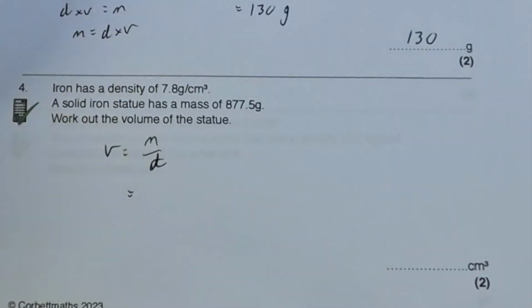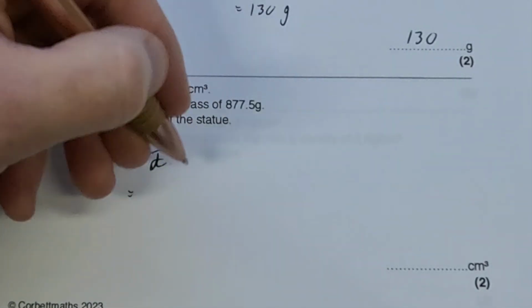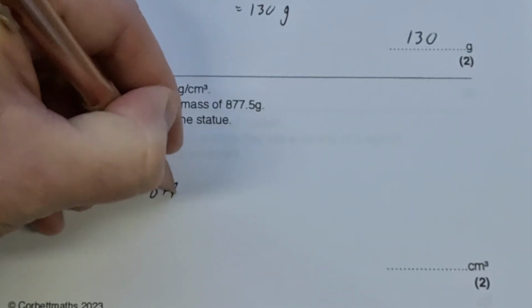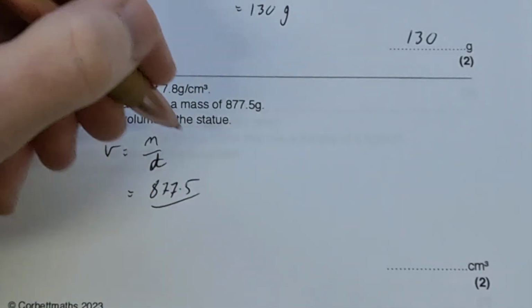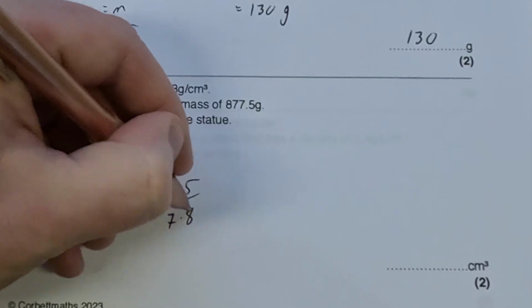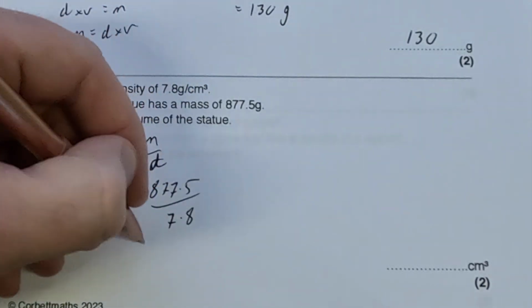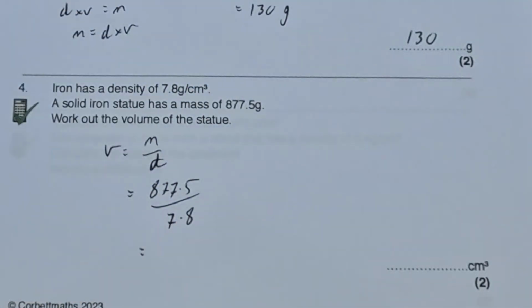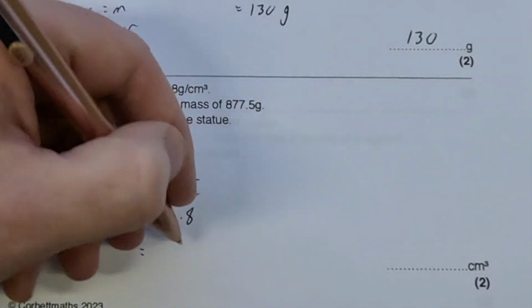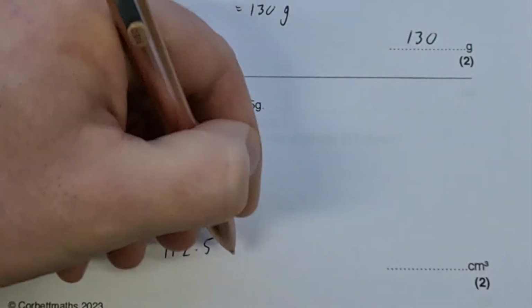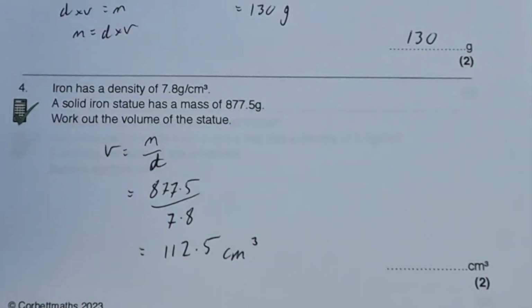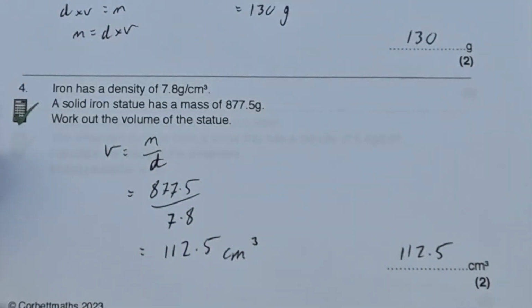In terms of the mass of the whole statue, that's 877.5 grams divided by the density, which is 7.8. If we do that division, it'll tell us how many centimeter cubes there would be, in other words, the volume of the statue. It's a calculator question, so we just type that into our calculator, and we get an answer of 112.5 centimeters cubed. So the volume of the statue is 112.5 centimeters cubed, and that's it.